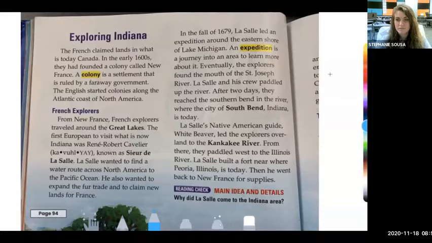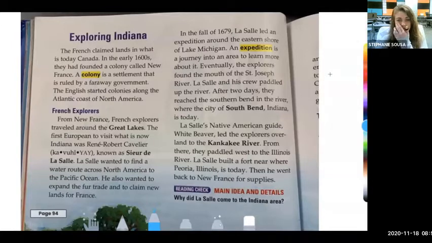So let's start. Exploring Indiana. The French claimed lands in what is today Canada. In the early 1600s, they had founded a colony called New France. A colony is a settlement that is ruled by a faraway government. Everyone say colony. Colony. Okay. The English started colonies along the Atlantic coast of North America.